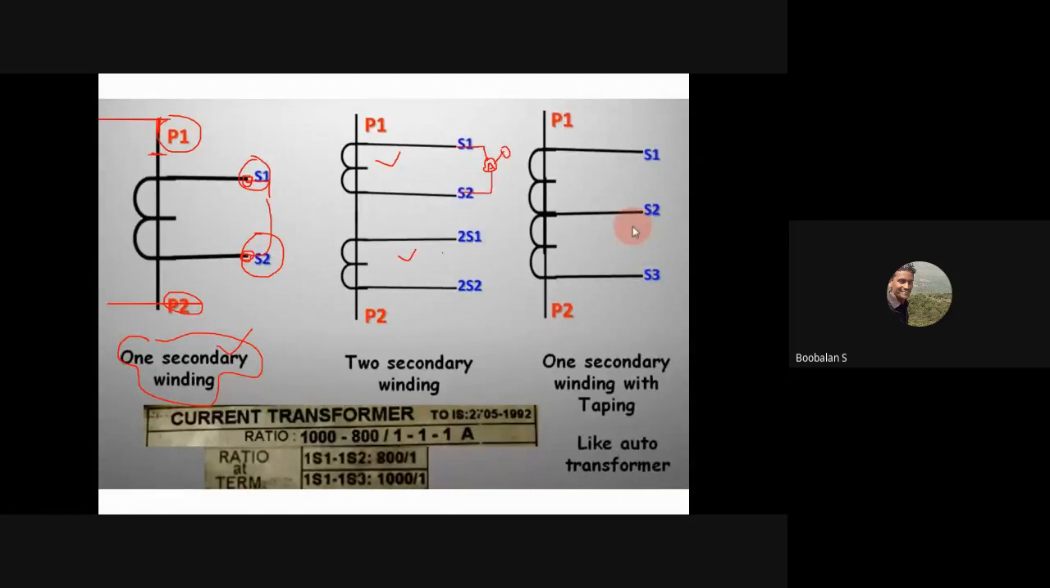We'll have one more secondary winding, right? It will be used for my relay operating purpose. I'm just going to connect a relay, and the relay is going to be switched on my switchyard. I will connect protection circuits. These are my secondary winding CTs. We'll have one more.